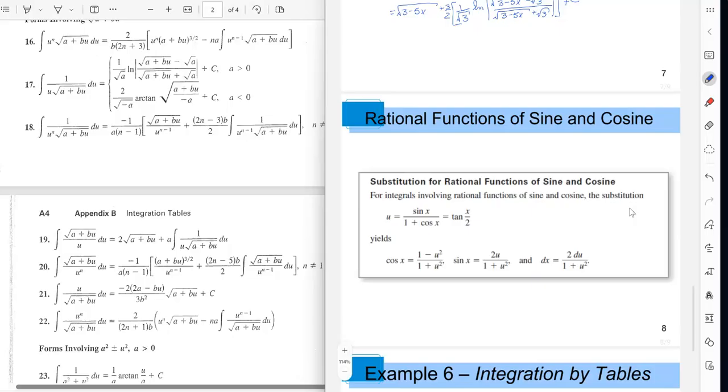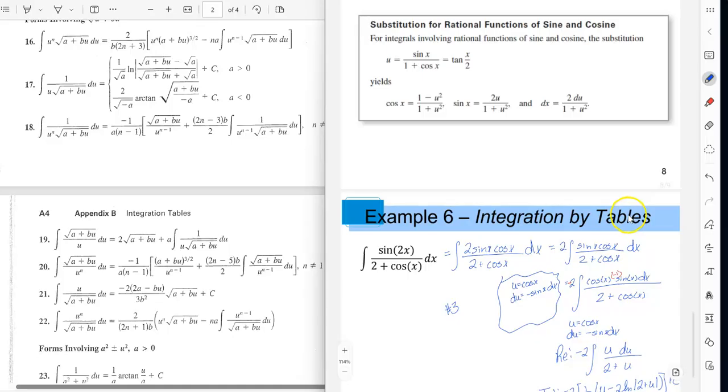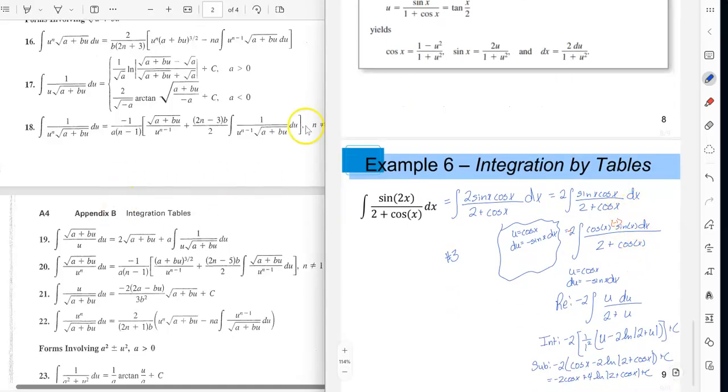Sometimes we can have rational functions that are written in terms of sine and cosine. And we can use power reduce. We can use formulas from the tables to help us with that too. We just have to recognize what that u substitution is going to be. So let's look at this guy.